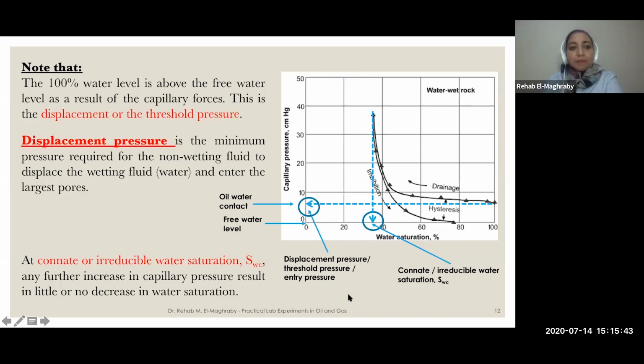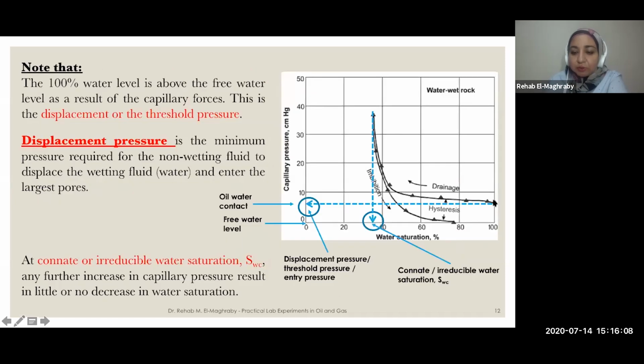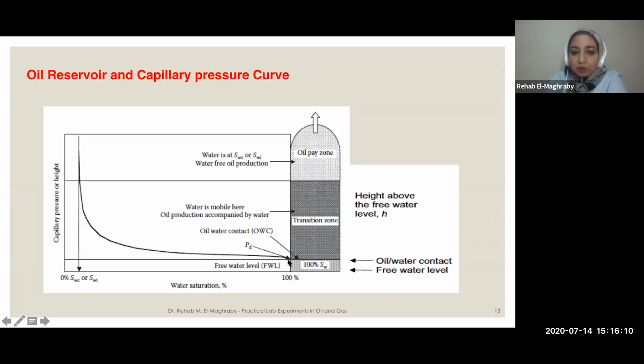Okay. Hope that you are catching up with me. So how does this capillary pressure apply to our reservoir here? The free water level is here, on the x-axis, okay? And then you will start to find 100% saturation. Oil-water contact will be at the threshold pressure, okay? I showed you before, so this is the threshold pressure.